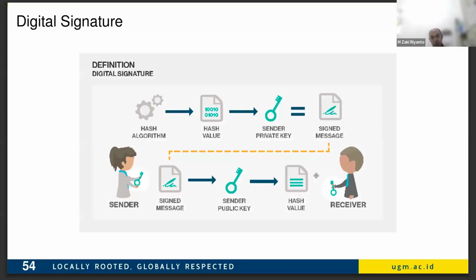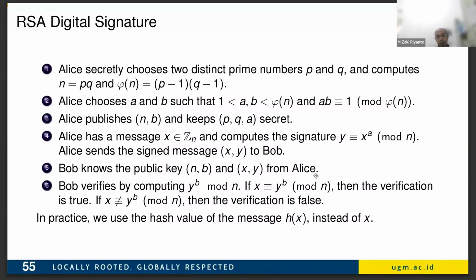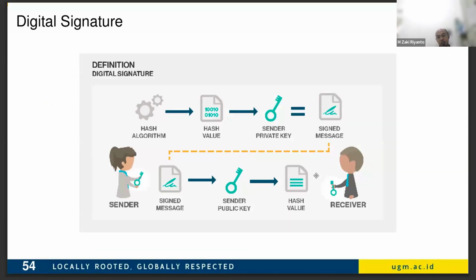And we also introduced the digital signature. So in here, the digital signature is to solve another problem in communication security. The RSA, the Caesar cipher, and DES solve the confidentiality aspect, but the digital signature is solving the authentication aspect. And in here, we also use the hash function.